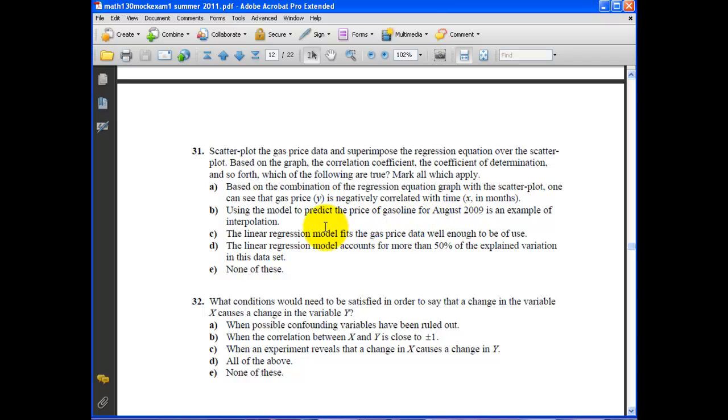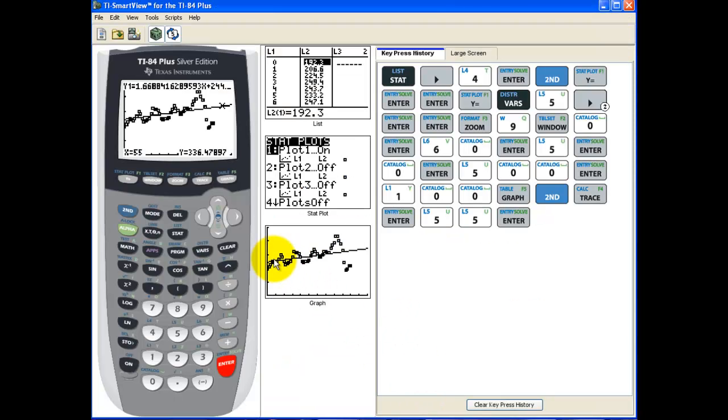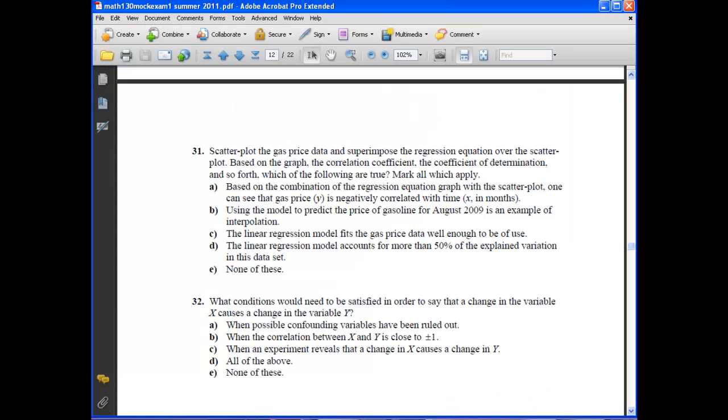Choice A says, based on the combination of the regression equation with the scatter plot, one can see that the gas price is negatively correlated with time. Let's look at that again. Well, if the gas price was negatively correlated, then the slope of that regression line would be negative. But it's not, it's positive. And so that's false. It's not negatively correlated. So I would reject A. I'm not going to mark that one.